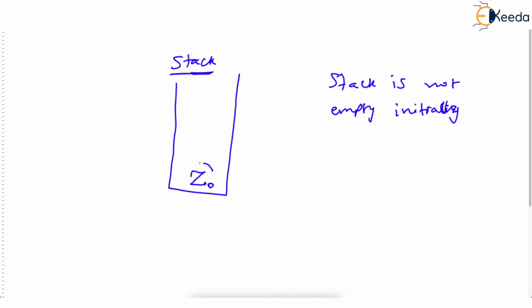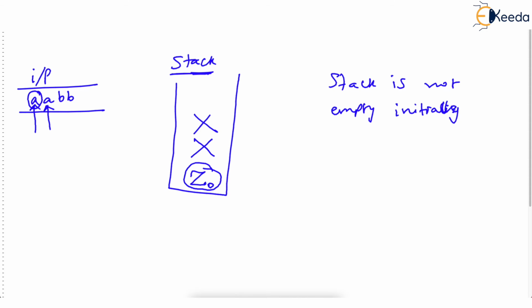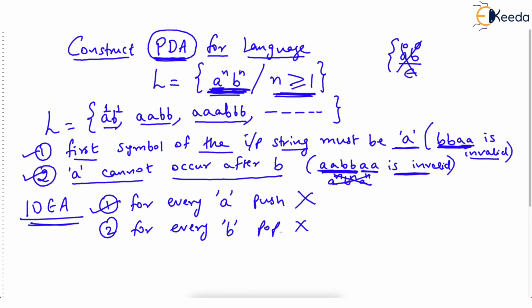Some special symbol is stored on the stack. Let's say Z0 is there on the stack and the input is double a double b. Just imagine this is the input string. The idea is that we will start reading the string from the first symbol, and if the symbol is a, then we will push a special symbol X on the stack, and then continue reading the next letter. If the next letter is also a, we will push X on the stack. That is, for every a, we will push X.